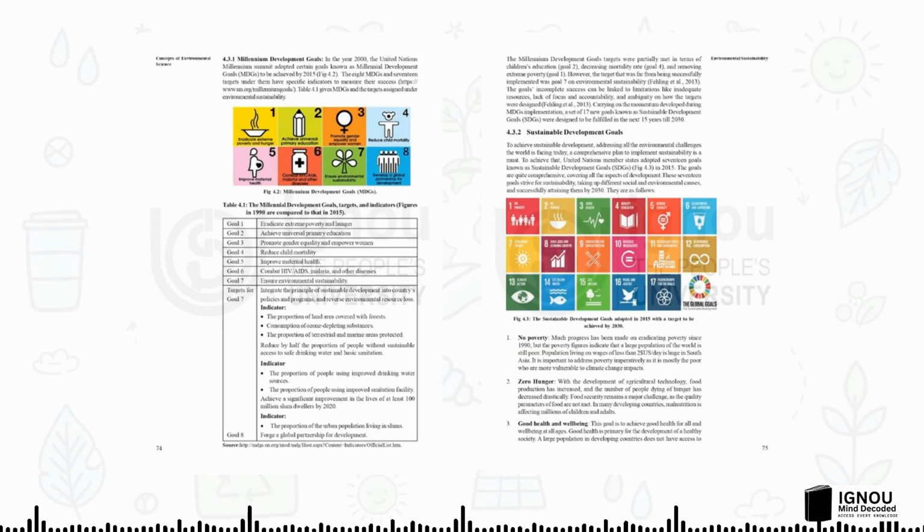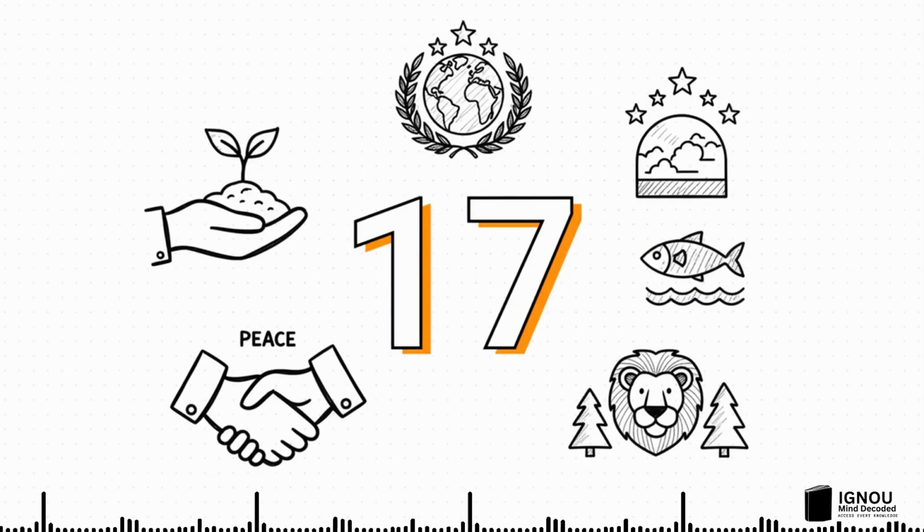Now, the MDGs were a huge deal, a really great starting point. But by 2015, everyone realized we needed to think even bigger, so the plan evolved. Those 8 MDGs grew into 17 much broader, much more ambitious Sustainable Development Goals, or SDGs. And that brings us to this magic number, 17. That's how many Sustainable Development Goals the world is trying to hit by the year 2030.